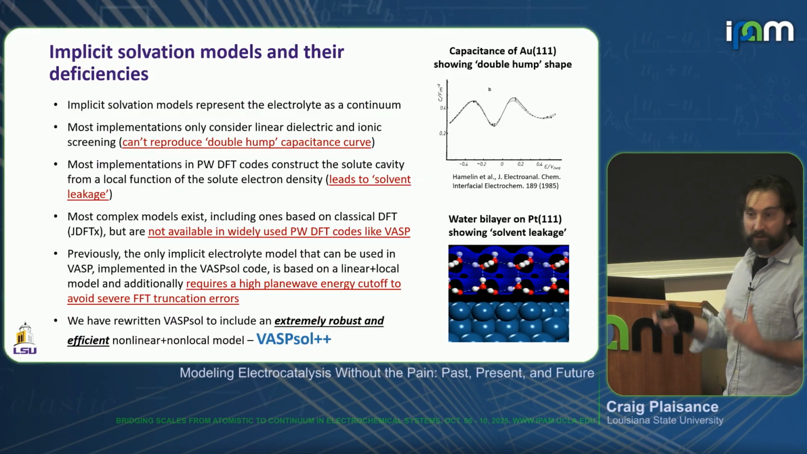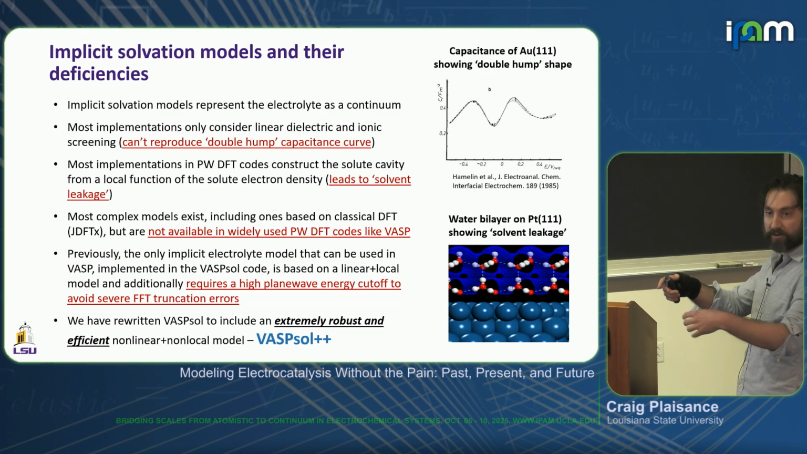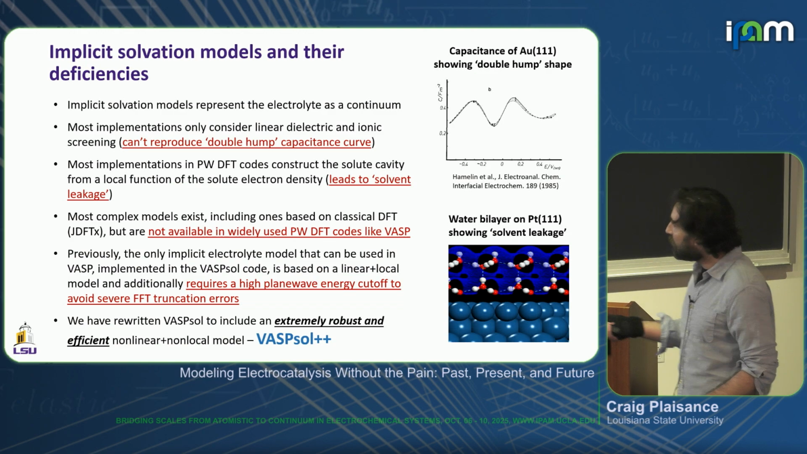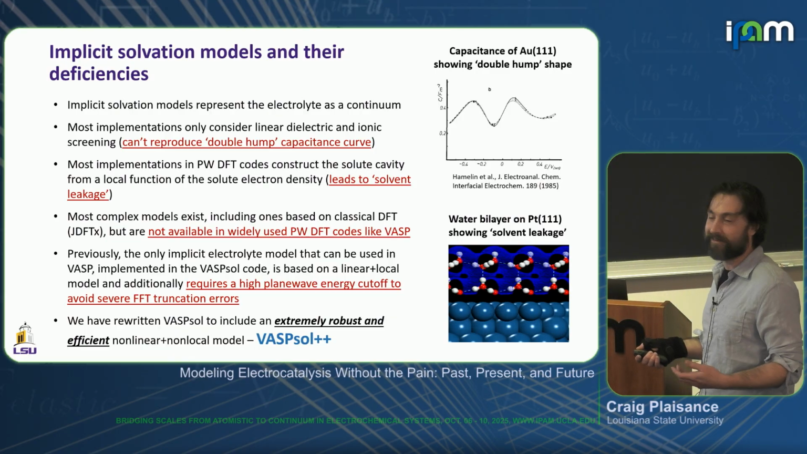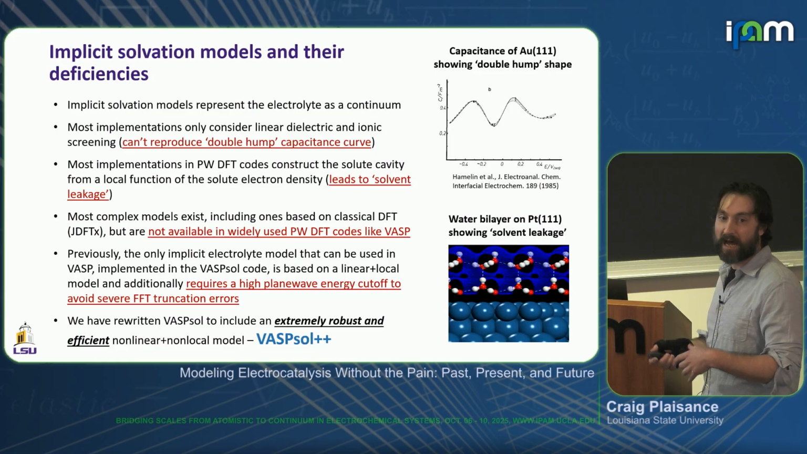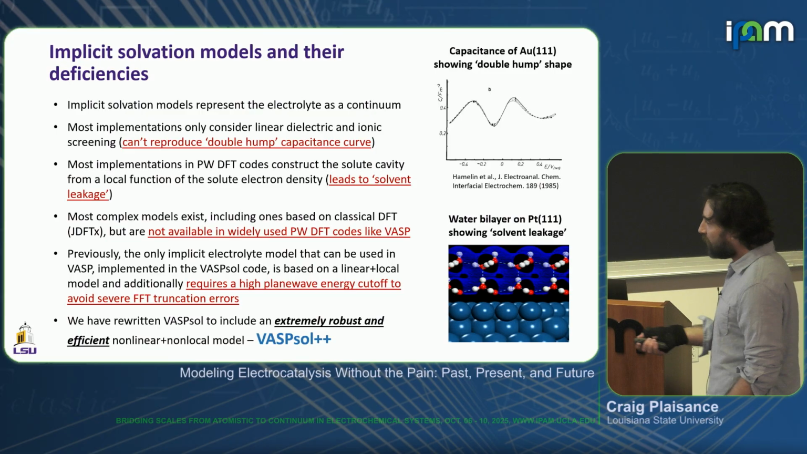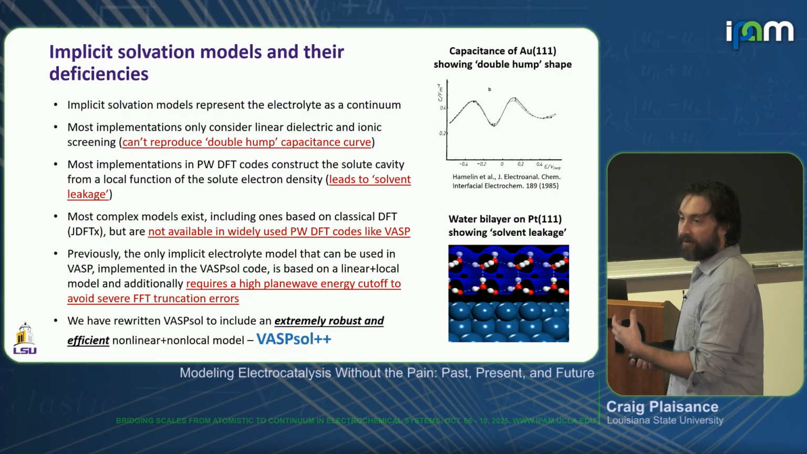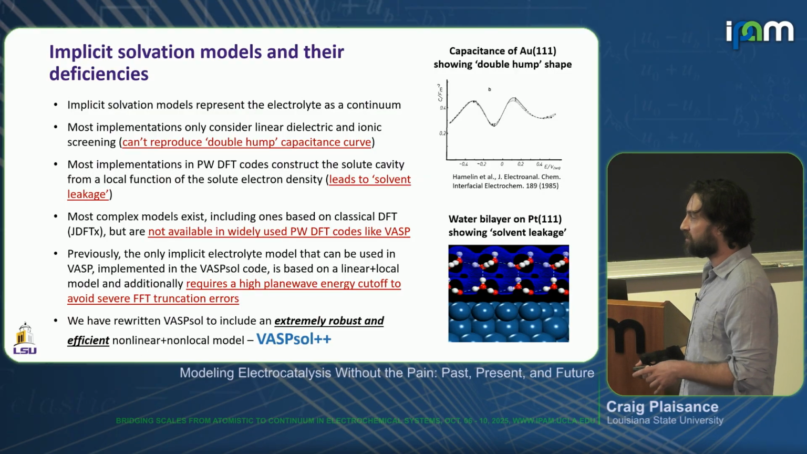The implicit solvent will leak into places you really don't want it to go, like in between water molecules sitting at a surface. And then there are also some numerical issues that we wanted to iron out, like the need for these high plane wave cutoffs and difficulty in SCF convergence. So we implemented a nonlinear and a non-local model of the electrolyte to overcome all these issues.